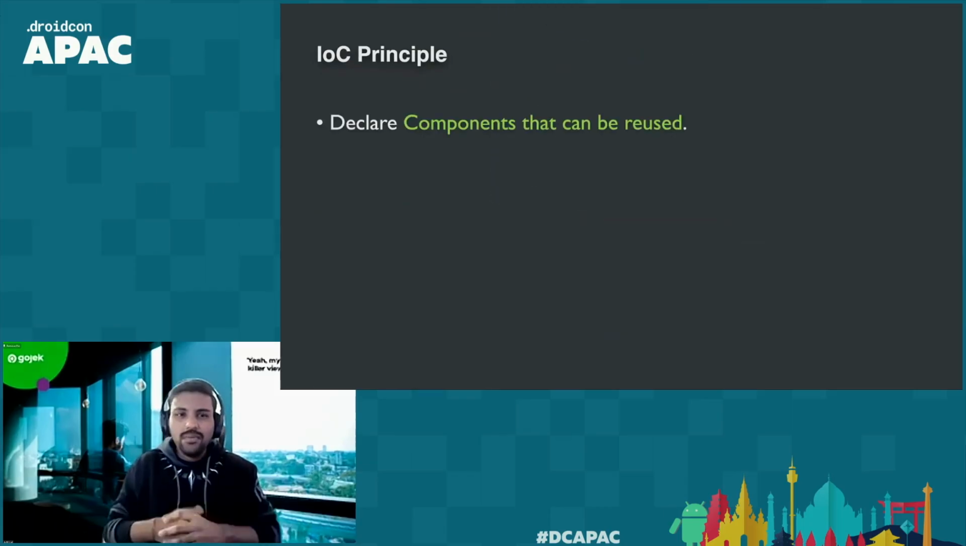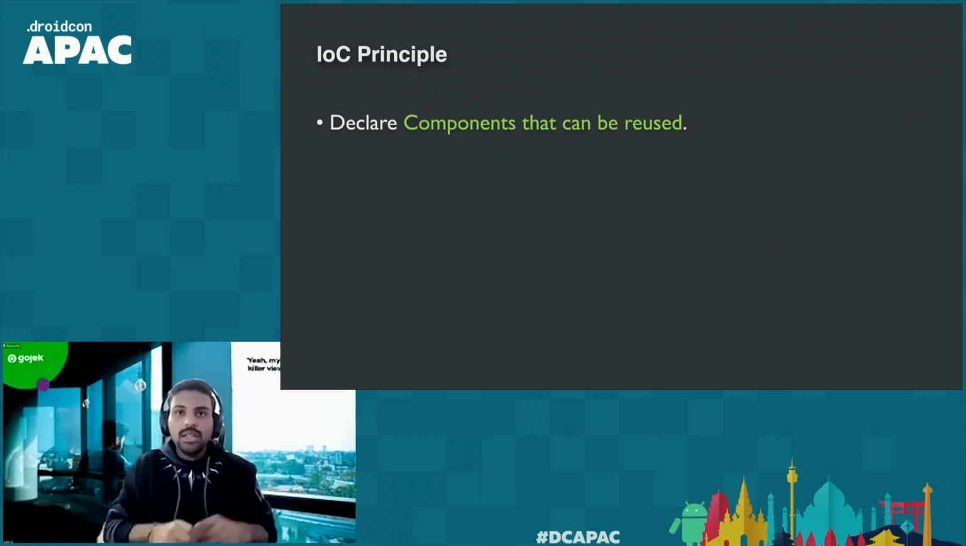Let's take it a little further. Few tips to kind of remember. We declare components that can be reused. A component should not be something that you just use and throw. It should be something that you can keep in place so that if someone else comes and asks for a certain dependency, a component can provide.